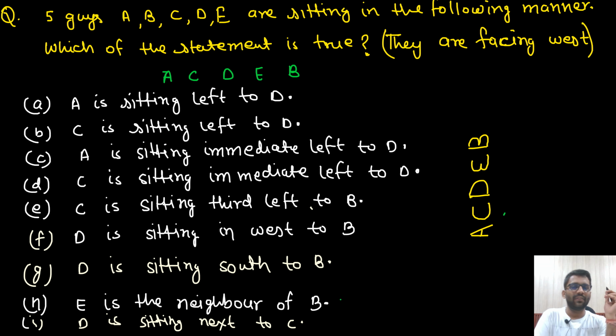Now this time A, B, C, D, E, 5 guys are sitting in the following manner. Which of the statements is true? They are facing west direction. Which one is west direction? This. So that means they are sitting in this manner.